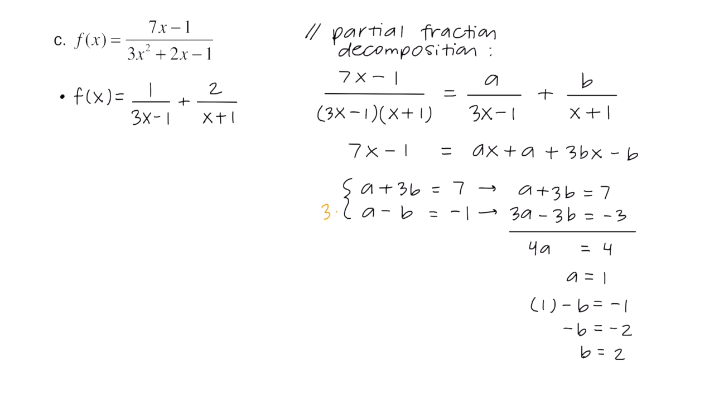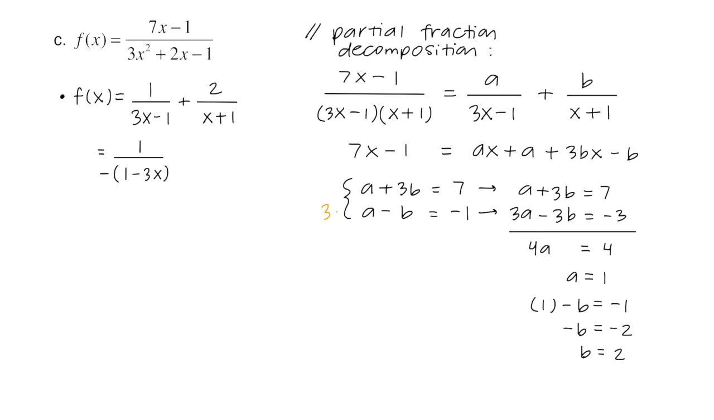So I took a equals 1 and b equals 2 and plugged them into our fractions, and now we have f of x equals 1 over 3x minus 1 plus 2 over x plus 1. So now we're going to take both of these fractions and we're going to put them into the form 1 over 1 minus x. So for this first fraction, I'm going to rewrite this as -1 plus 3, and then at the same time, I'm going to factor out a negative.